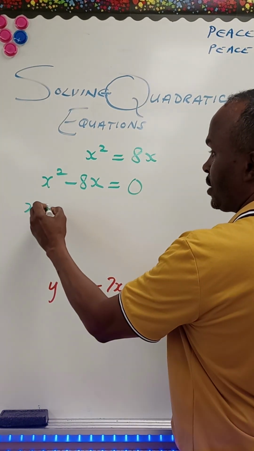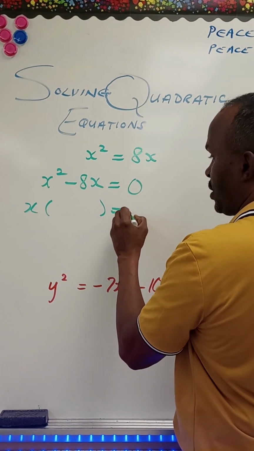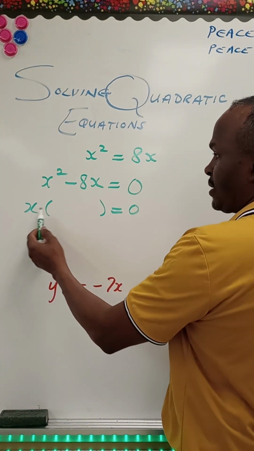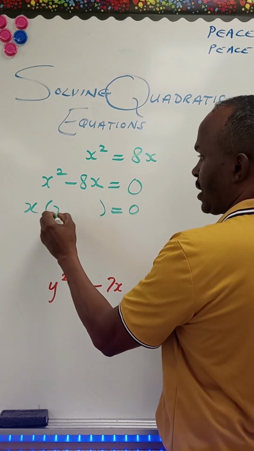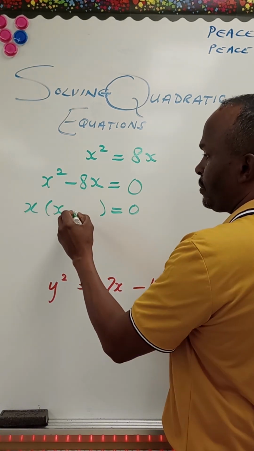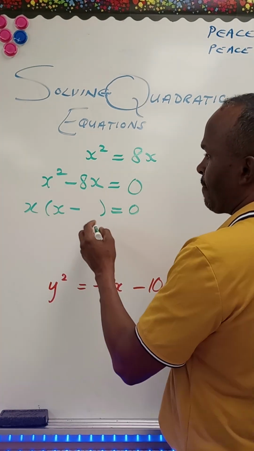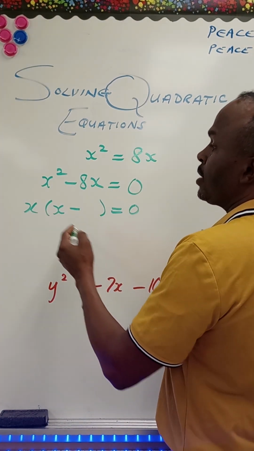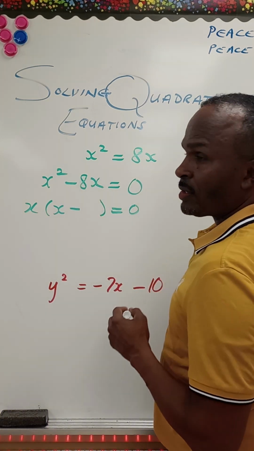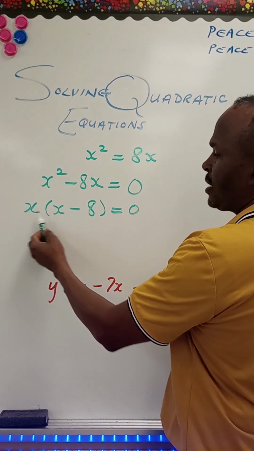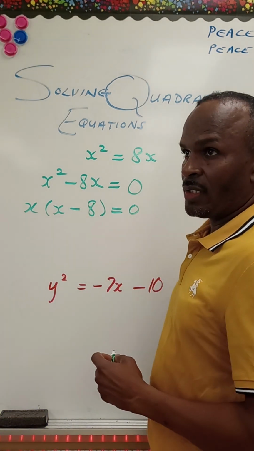Whenever you factorize, you always insert brackets. You should remember that. We're going to have x times what gives us x squared? That's x, because x times x is x squared. Then x times what gives us negative 8x? That's going to be negative 8, because x times negative 8 is negative 8x.